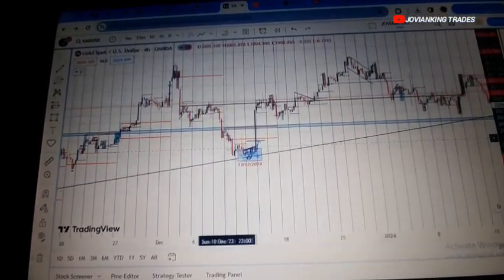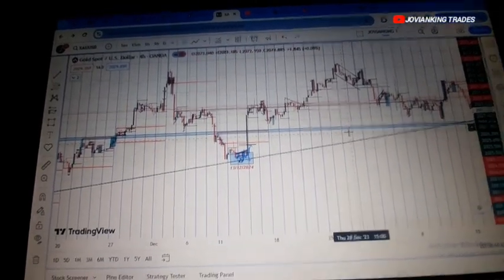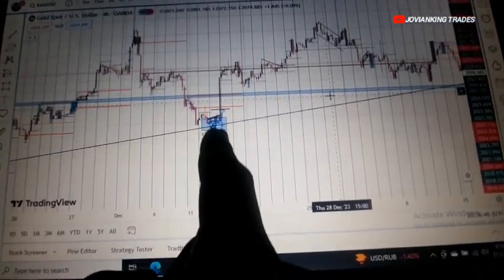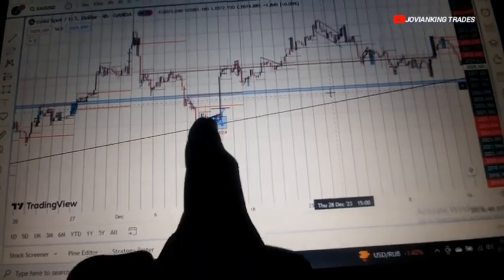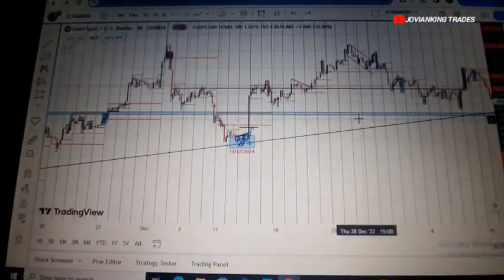At the second time of touching this trend line, gold gave us a good reaction. Remember that this, I think, should be a FOMC news event that caused this price movement here. I can remember so far, so good.